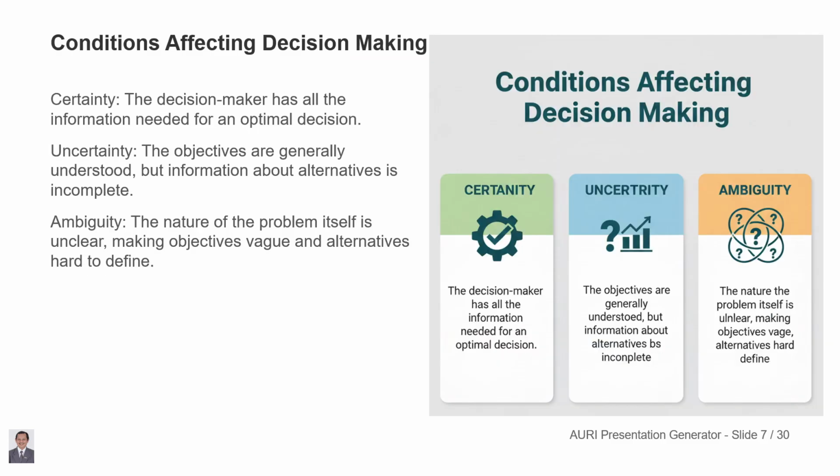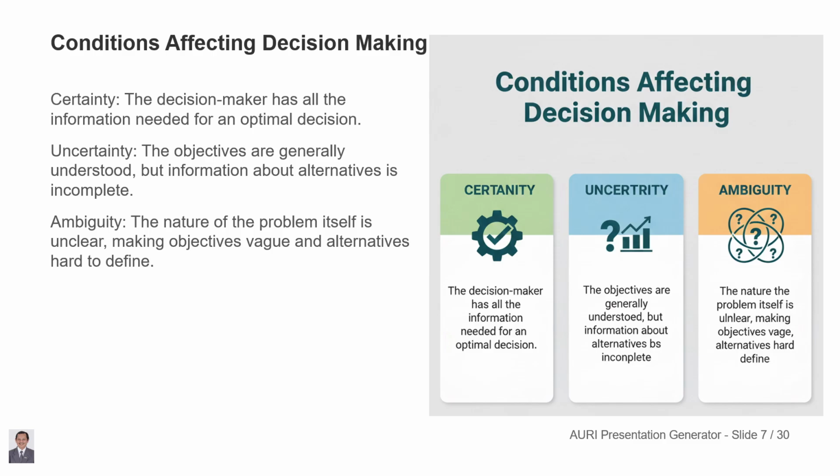The conditions for business decisions can vary, influencing the research approach we choose. At one end of this spectrum is certainty. In this state, the decision maker has all the information needed to make an optimal choice with predictable results.